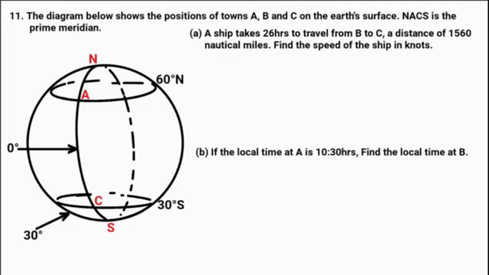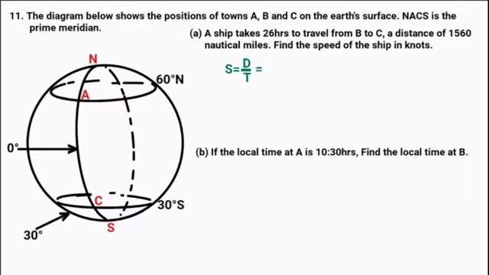Okay, so this is the first question. The first thing we need to do is study the diagram. We take note of important key points, and make sure that you can get some information from the diagram. So how do we find the speed of the ship? We know that the formula for speed is speed equals distance over time.